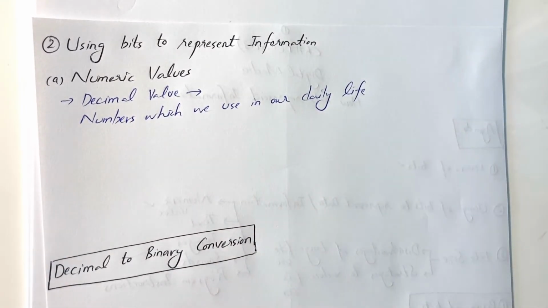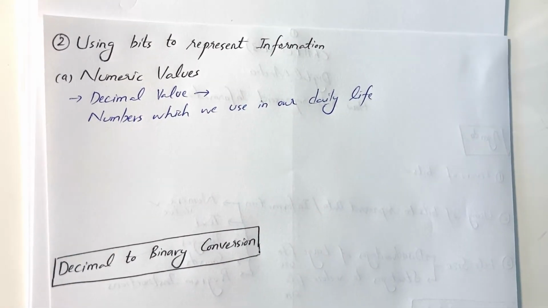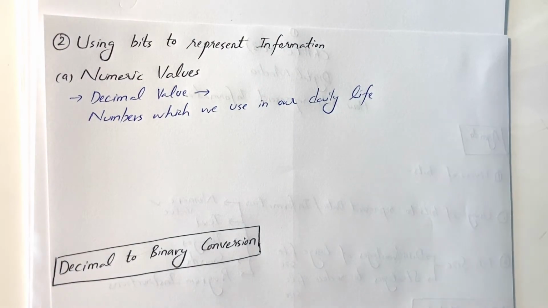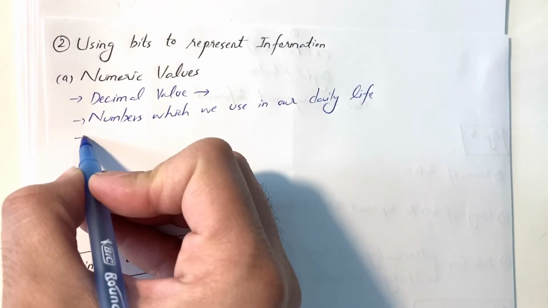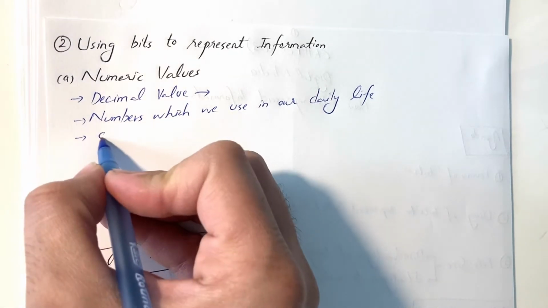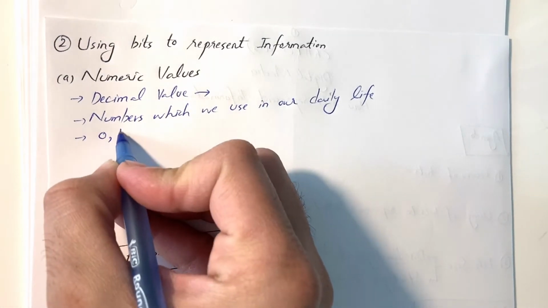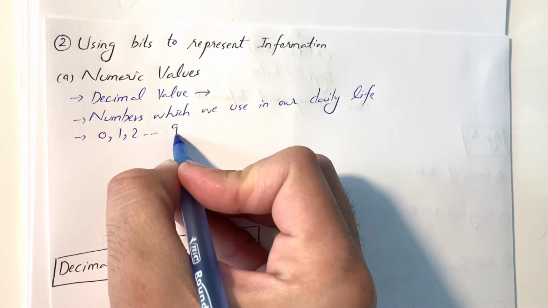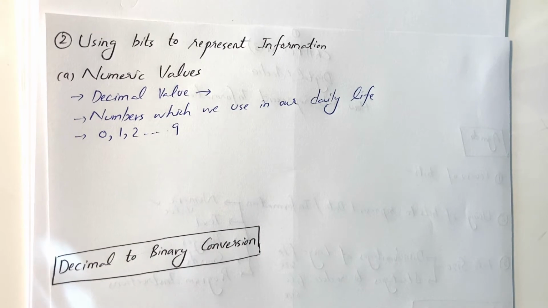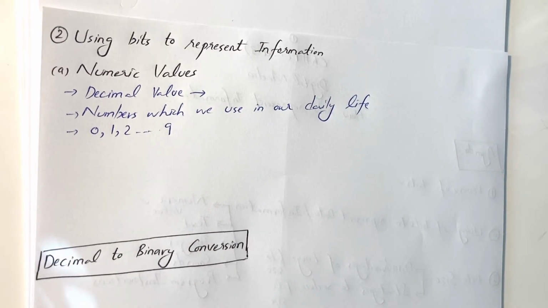The numbers that we use in our daily life are called decimal values, or decimal numbers. There are 10 unique digits, and the rest of the numbers can be created by using combinations of these unique digits. They start from 0, 1, 2, all the way to 9. These are the unique numbers that we use in mathematics, which we call decimal values.